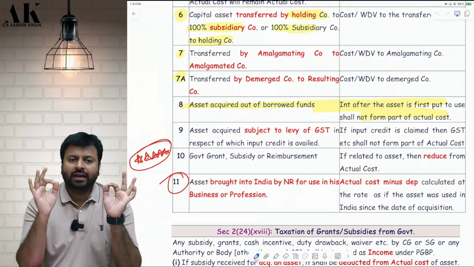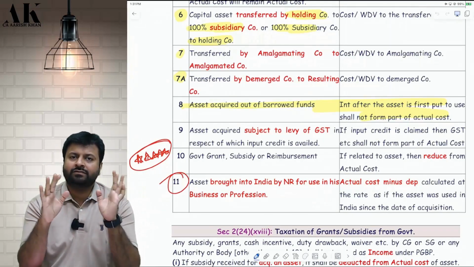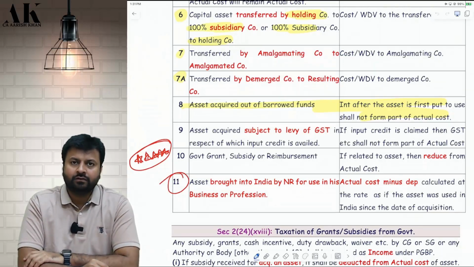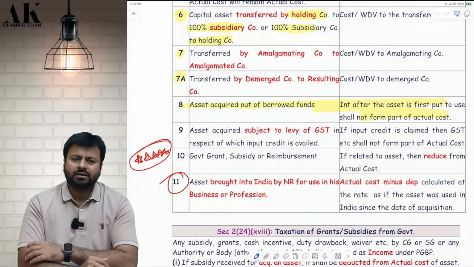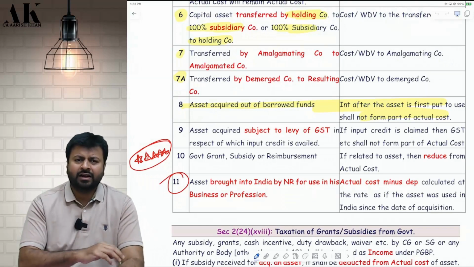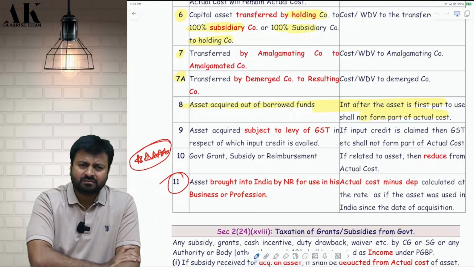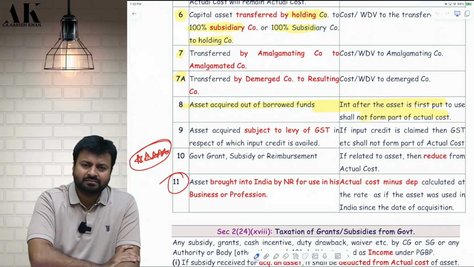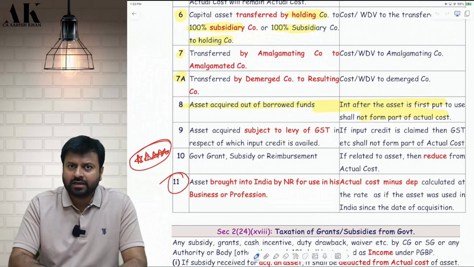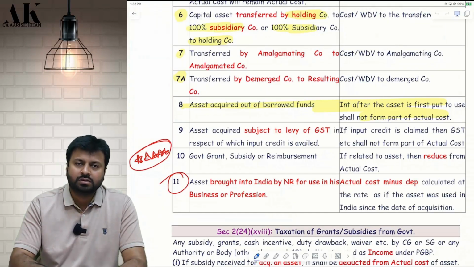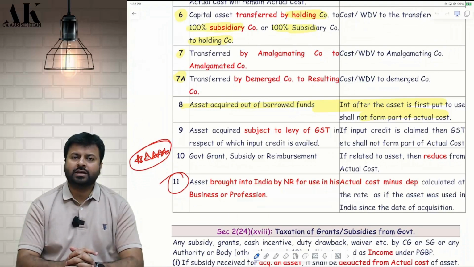that if any grant, subsidy or reimbursement is received for any asset, and if it is related to an asset, plant, machinery, furniture, building, then you should reduce it from the cost of the asset. As simple as that. Right or not? Because that portion you have not incurred from your pocket. You have not borne the burden of that amount. So you have to reduce it from the actual cost.